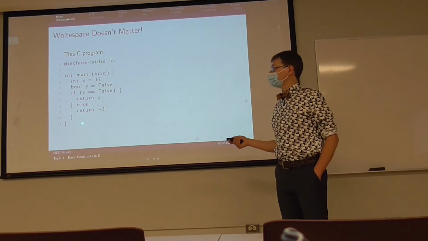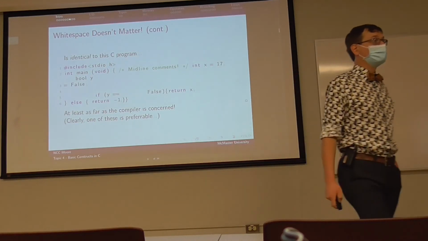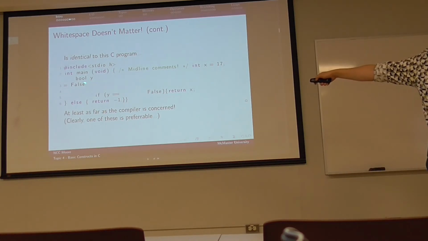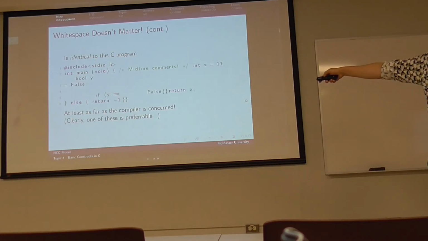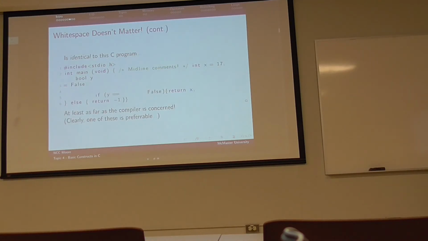This C program is identical to this C program. If you were to load this and this into GCC, it would not be able to tell the difference between the two of them. However, we can tell the difference between them. This is nice and neat and good. This is unclean and messy and bad.